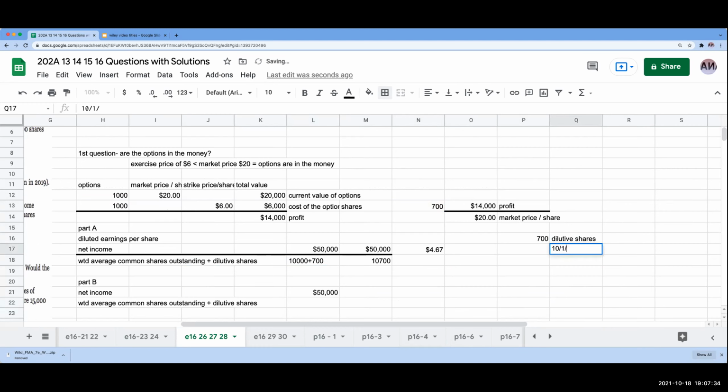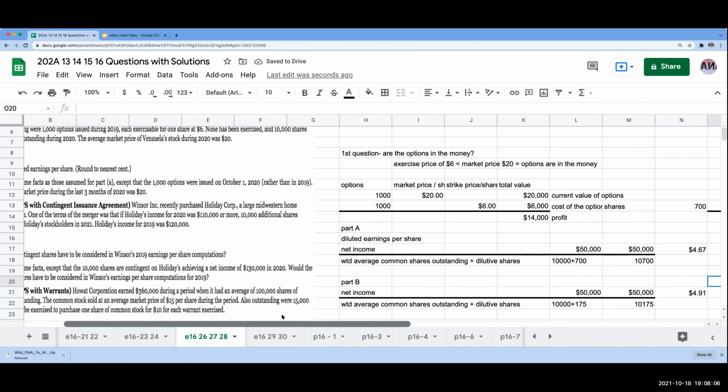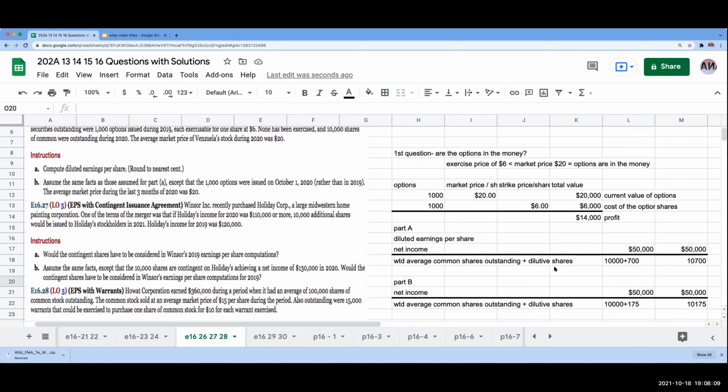from 10/1/20 to 12/31/20. This is 3/12. If I multiply this by 3/12, I'm going to get a total of 175 shares. So right over here for this particular example, I'm now going to have 10,000 plus 175, 10,175, into 50,000. I divide this through and I'm going to get roughly $4.91. So again, when it comes to figuring out the dilutive shares, we have to be very mindful of how long these are actually outstanding for.